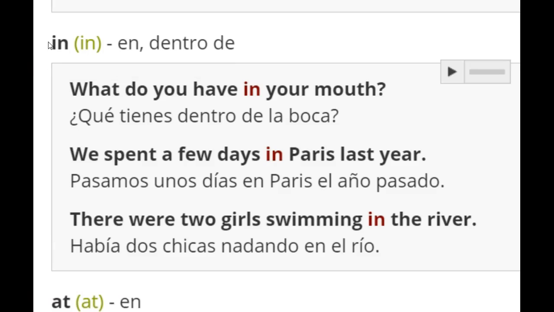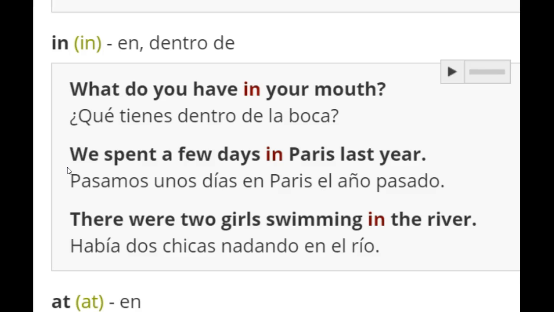Here we have in, and of course, in Spanish also, which makes it very easy. But in English it essentially means dentro de, inside of something. So we have a sentence here: what do you have in your mouth? And you might say, what do you have inside your mouth, essentially. But what do you have in your mouth? Here we have the Spanish where you use dentro de. Then, we spent a few days in Paris last year.